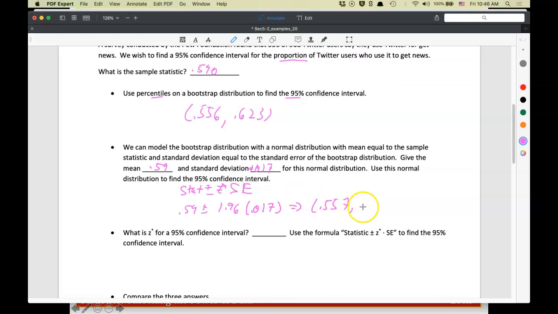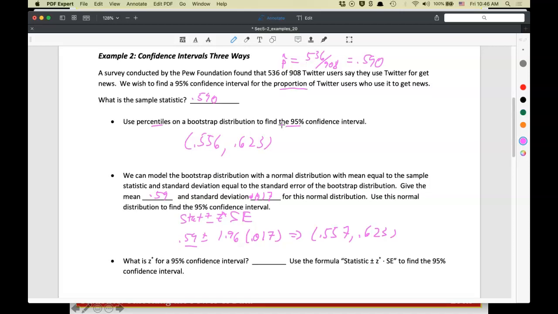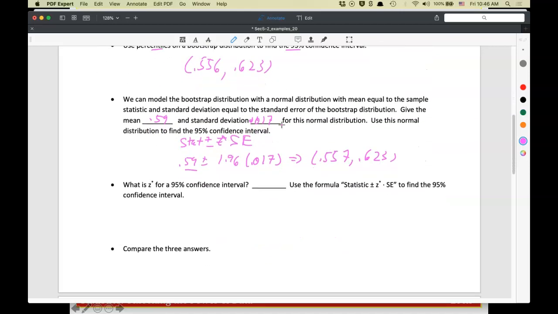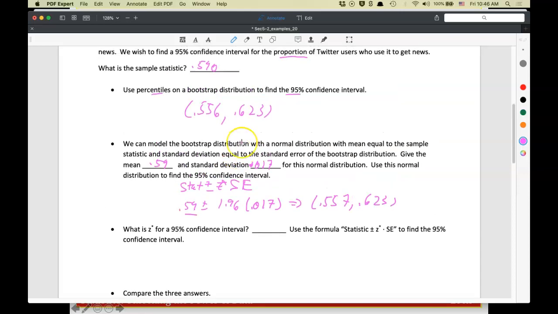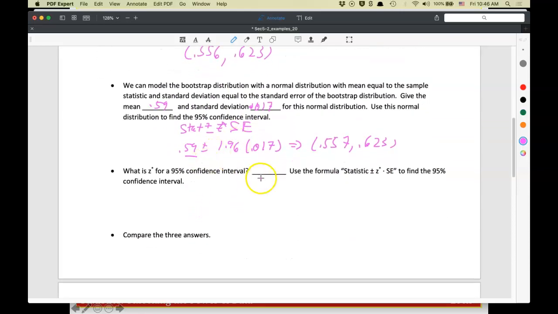And what number is exactly in the middle of those two? The 0.59, right? It's symmetric around that. So quite close to what we got for the percentile interval, which makes sense because this is going to be very close to a normal distribution with the simulation in RFlip. And a large sample size, right? The sample is 900, so the central limit theorem that we learned about last section will apply. So what's z star for a 95% confidence interval? All right, z star is 1.96.